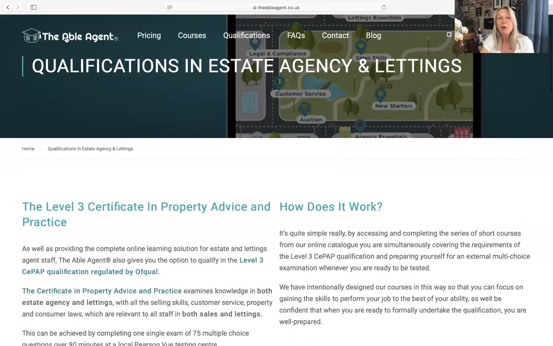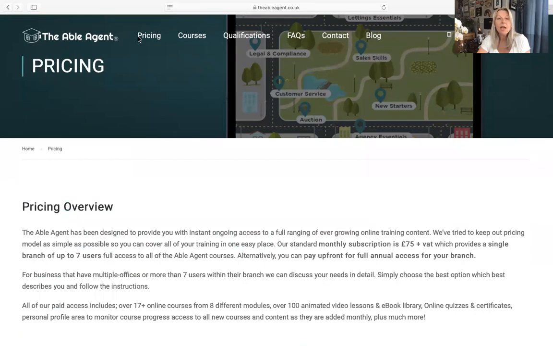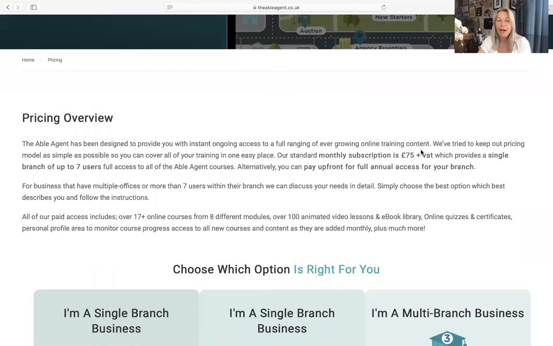So in summary, we're the Able Agent. Our pricing is at the moment, and this is why I've done this film today, £75 plus VAT per month per branch. And that gives you up to 7 users per branch, assuming that the average branch has under 7 users. We will do deals for anybody who's got more branches, and we have got a few companies who've got a lot more people in their branches who are using it.